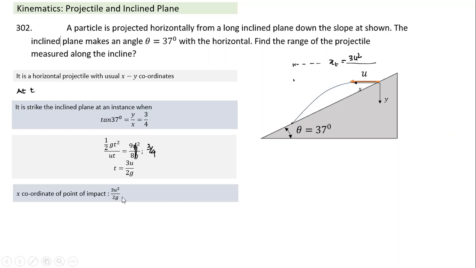3u square by 2g. But when I want the inclined distance, if this is range R, R cos 37 is equal to x. So R cos 37 is equal to 3u square by 2g. So let me put this value. R cos 37 is equal to X. I get R value is equal to 15u square by 8g.